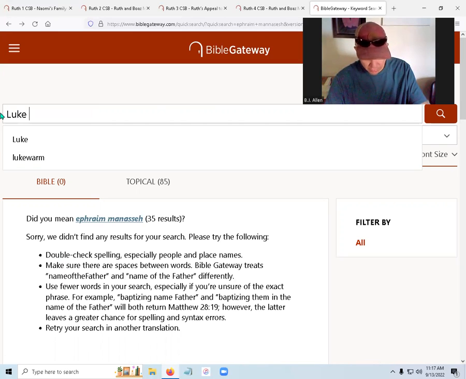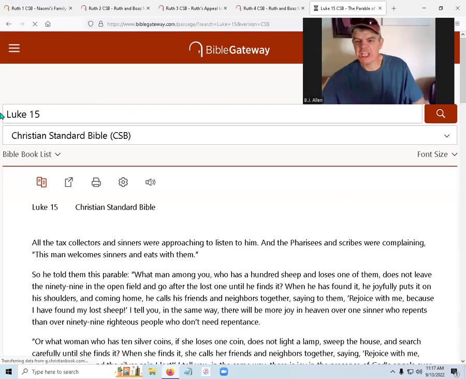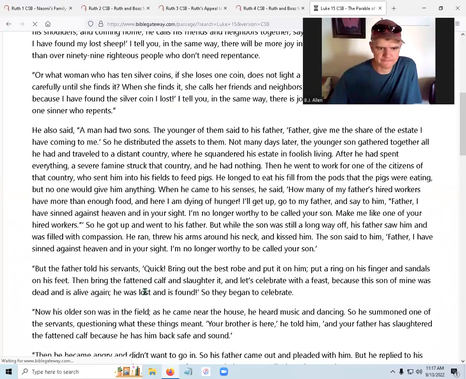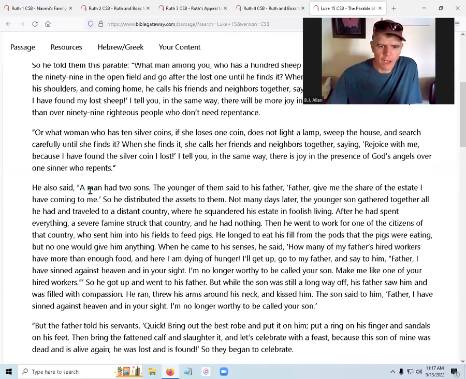Luke 15. A man had two sons. The younger of them said to his father, now this is a long time later, but traditions take a long time to change. In ancient times, traditions would be similar. Let's see if this is similar. A man had two sons. The younger of them said to his father, Father, give me the share of my estate that I have coming to me. So he distributed the assets to them.